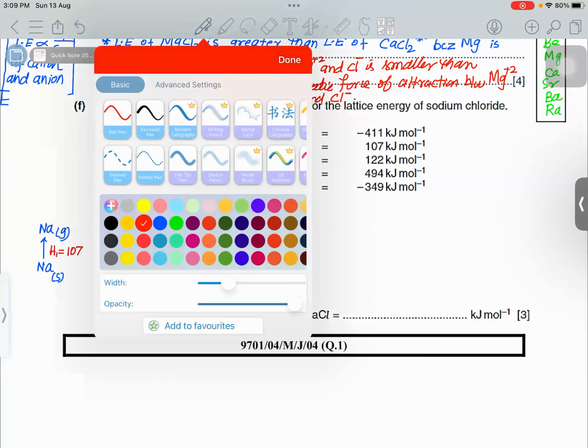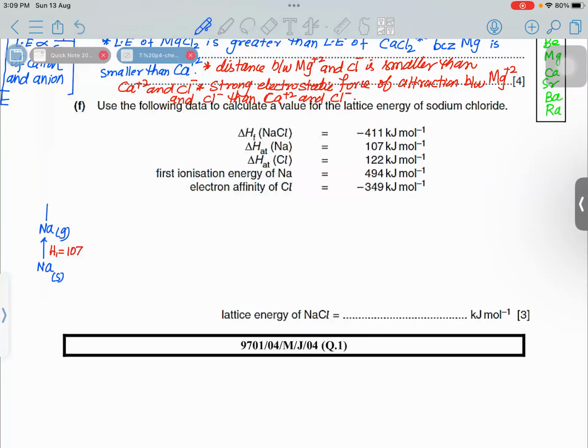Okay. Now convert into Na positive gaseous, right? So do you have ionization energy? Yes, you have. Can you tell me what is it? 494. Yes, 494.